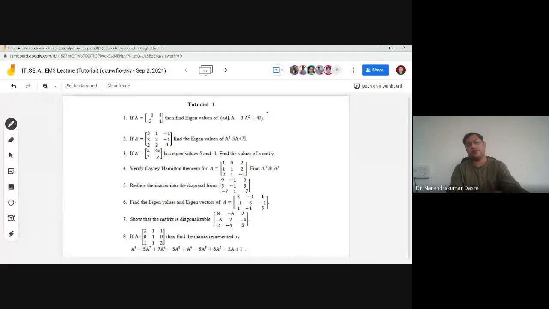Suppose we have a matrix A and it has eigenvalues 5 and minus 1, and we are asked to find the values of x and y. So how are we able to get the values of x and y if I know the eigenvalues of this matrix?